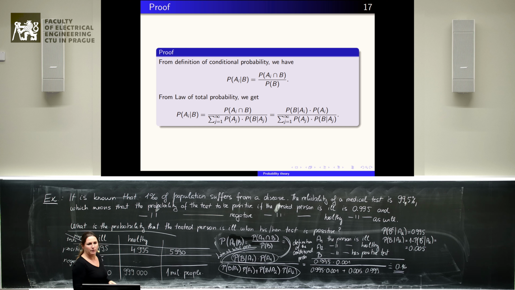The formal proof can be seen on the following slide. But more important than the proof itself is to understand what happens in these conditional probabilities.